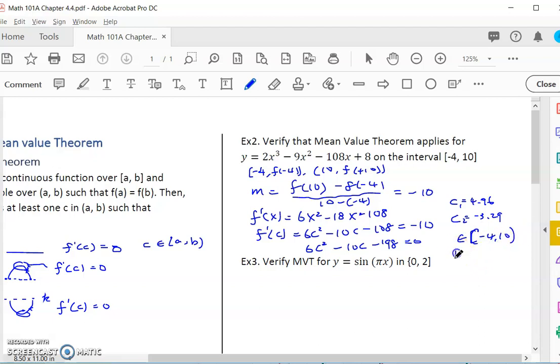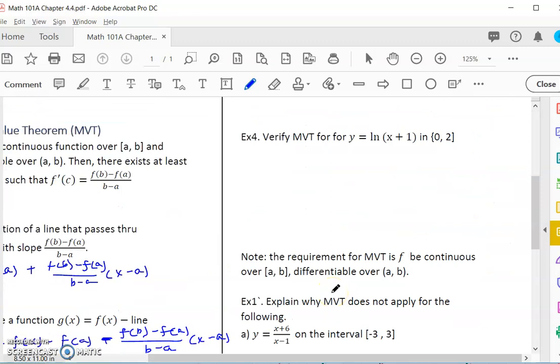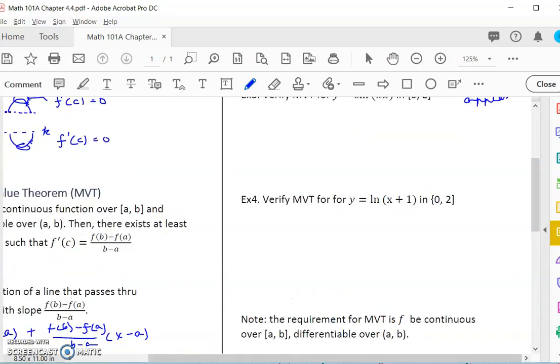So the mean value theorem applies. That's what you want to do to verify. You verify that when you solve f prime of c equal to this slope, you must have a solution, and this solution must be in this interval. Okay, I'm going to do another video for the rest of the example.